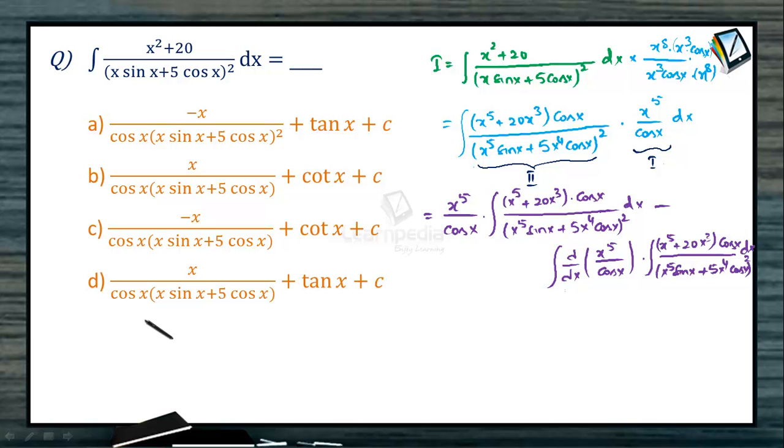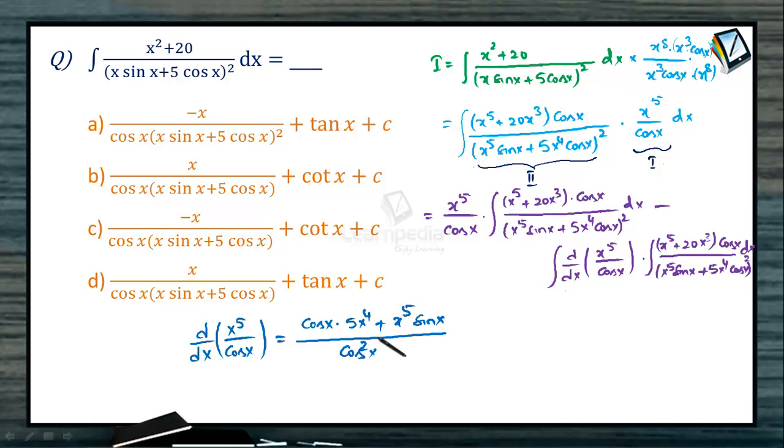Yes, when we consider d by dx of x⁵ by cos x, this is u by v. So how will be the derivative of a rational function? Cos x into the derivative of x⁵, 5x⁴, minus x⁵ into the derivative of cos x, minus sin x, by cos² x, right? We are able to calculate one part of the required integral. Now what else is required?